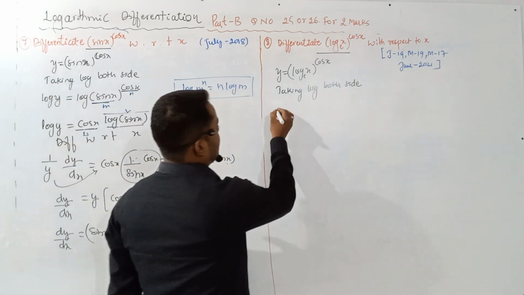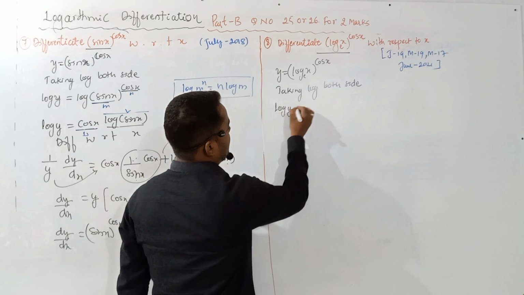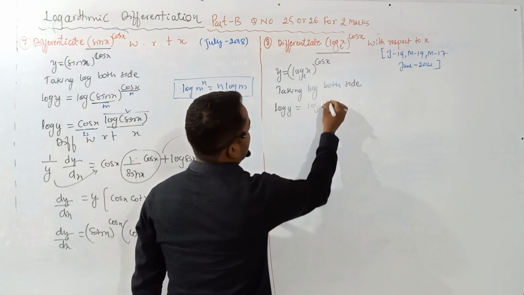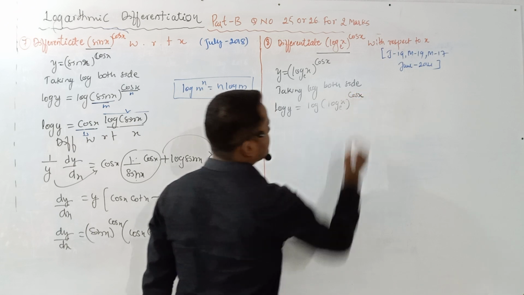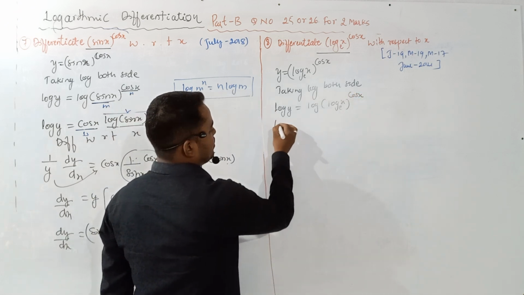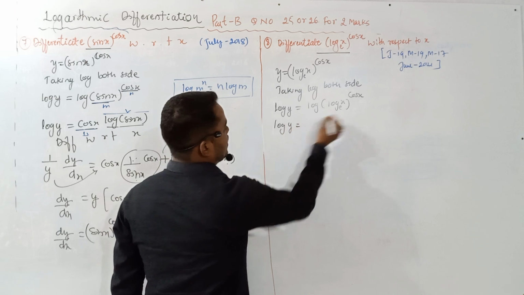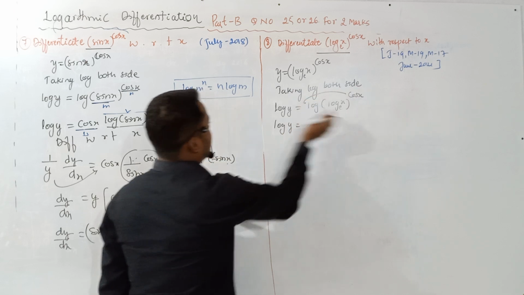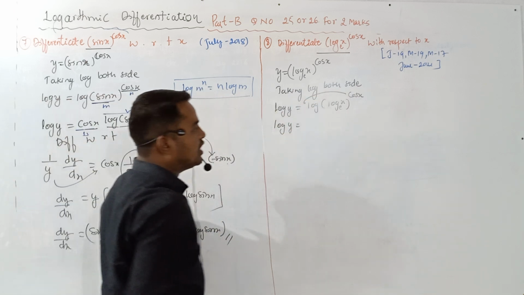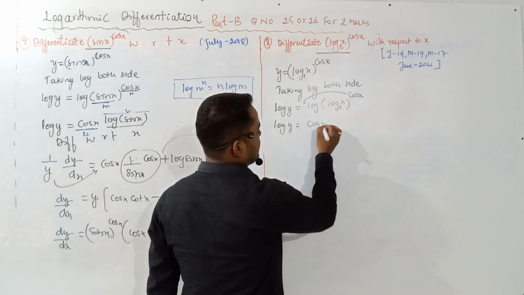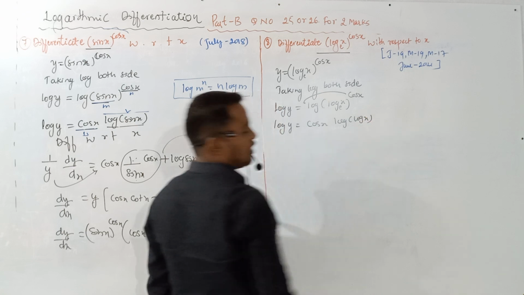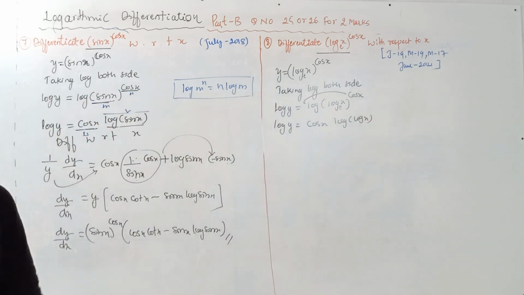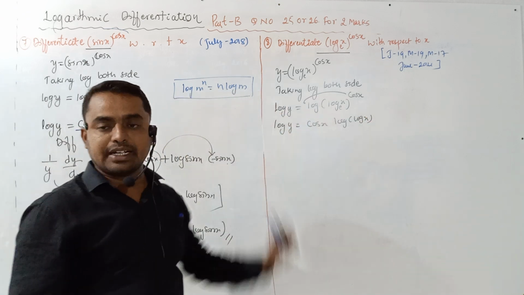Now write log y is equal to log of log x to the base e raised to cos x. Then log y is equal to cos x comes to the back side, because we are applying log m raised to n is n into log m, that is cos x into log of log x. It doesn't matter if you write the base e or not.